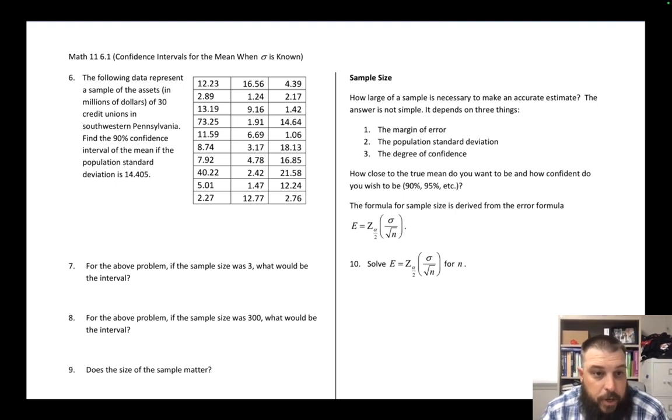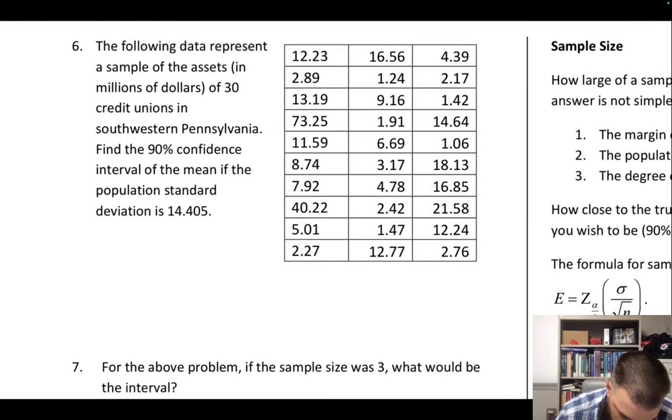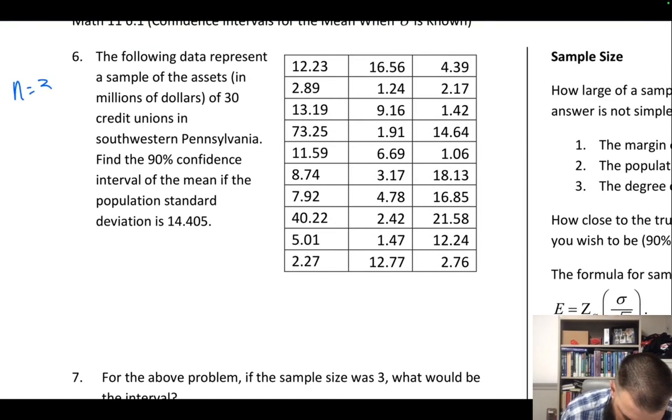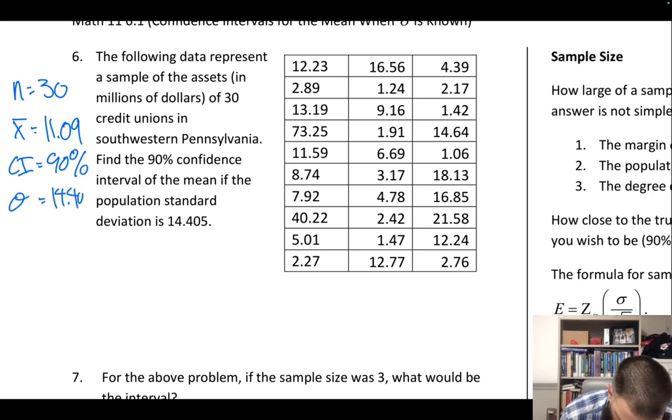All right, so as we look at 6 here, we have the following data represented in a sample of assets, 30 credit unions in southwestern Pennsylvania. Find the 90% confidence interval of the mean if the population standard deviation is 14.405. So let's write down some of our known. All right, so n equals 30. Work through that. You can find the sample mean. Save you some time, 11.09. Confidence interval we're looking at is 90%. Standard deviation, 14.405. And then we need to find our z alpha 2.